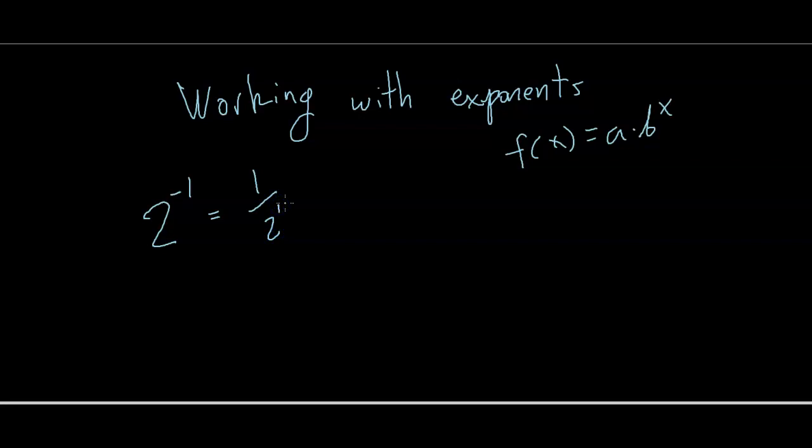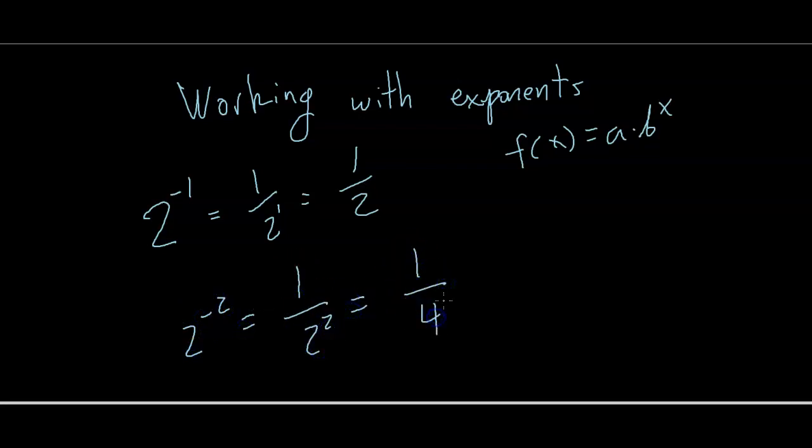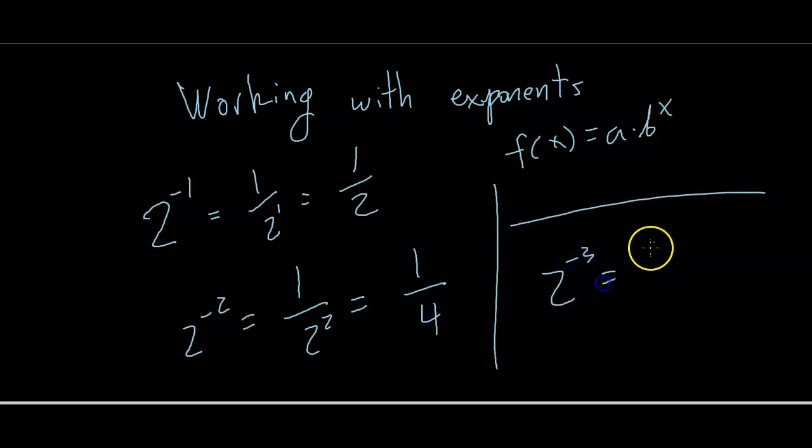So 2 to the negative 1 is just 1 over 2 to the first power, which is 1 over 2, right? 2 to the negative 2, that's just 1 over 2 to the second power. That's 1 over 4, for example. 2 to the negative 3, right? That's just 1 over 2 to the third power, 1 over 8, right? Pretty simple.